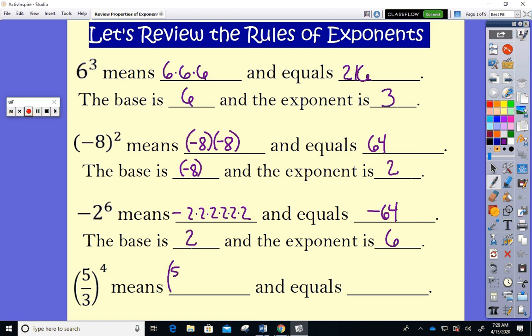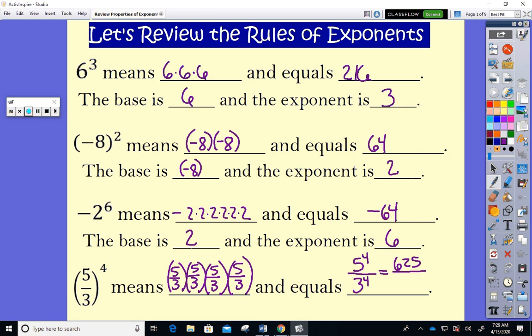So raising fractions to powers is also easy. This just means do 5/3 times 5/3 times 5/3 times 5/3. Now you can look at it as just saying do 5 to the fourth and then do 3 to the fourth separately. So what is 5 times 5 times 5 times 5? If you look at your calculator, you'll see that it's 625 if you didn't already know that.